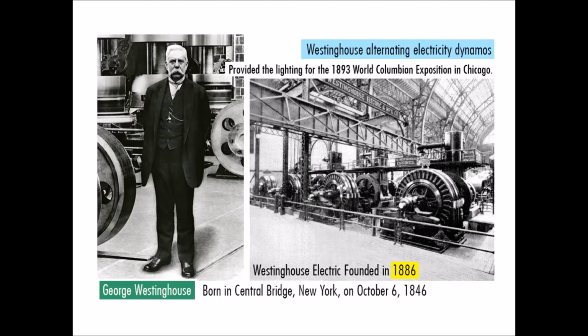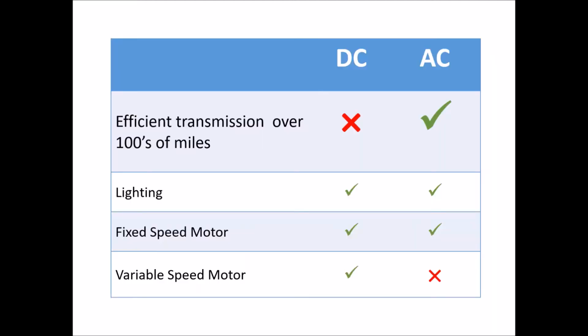Let's look at the pros and cons of the two systems. You can see that the AC system on the right is efficient for transmission over large distances and short distances. It's okay for lighting, it can produce fixed speed motors. The only thing it couldn't do was provide a cheap and effective variable speed motor. Conversely, the DC system was good for lighting and fixed speed and variable speed motors, but no good at all for efficient transmission. Now, it says over hundreds of miles. Actually, it was even within cities.